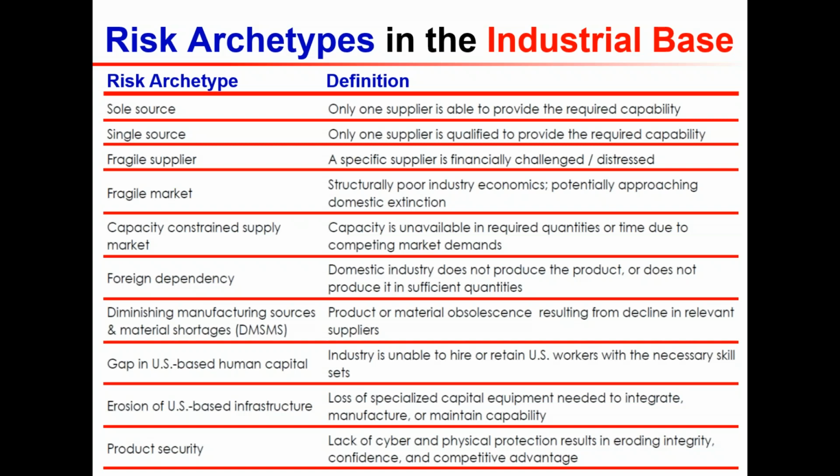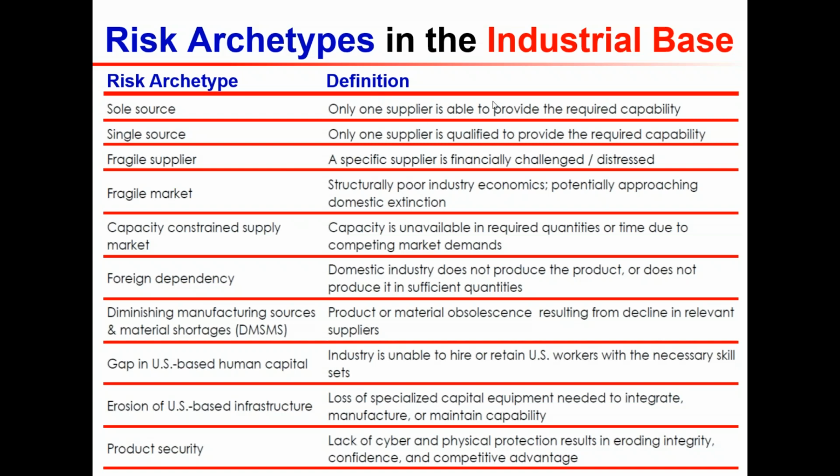And the next two risk archetypes are fragile supplier and fragile market. Fragile supplier is when a specific supplier is financially challenged or distressed. They are likely to go out of business. They're not doing so well. They have high solvency risk, high liquidity risk. These sorts of things cause that individual supplier to be a problem. And a fragile market is where the overall economics of the industry are structurally poor. This is when the 5 forces for that industry say it isn't good, particularly domestically, that it's likely to face extinction because it's just not an attractive industry, and the profitability of that domestic market is eroding. So again, fragile supplier is about an individual firm. Fragile market is about the overall industry.